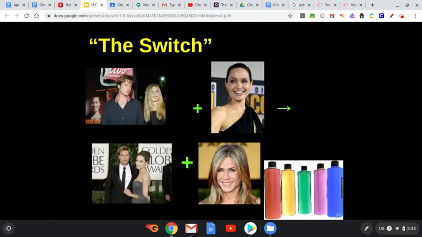In Hollywood terms, this might be titled the switch. Example might be Brad Pitt and Jennifer Aniston. Angelina Jolie comes on the scene and switches with Jennifer and marries Brad Pitt, and Jennifer Aniston is kicked out by herself.